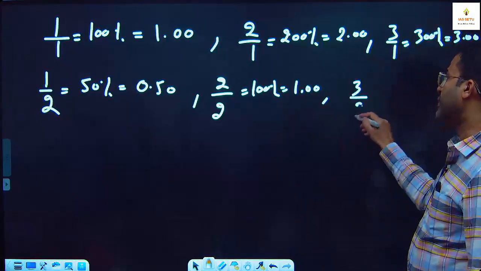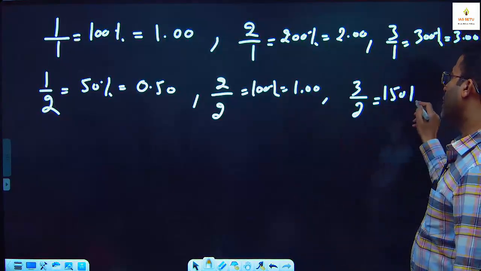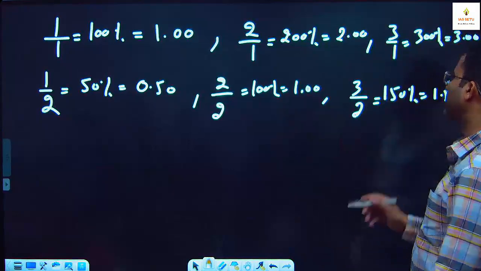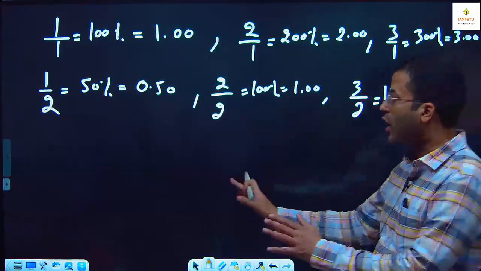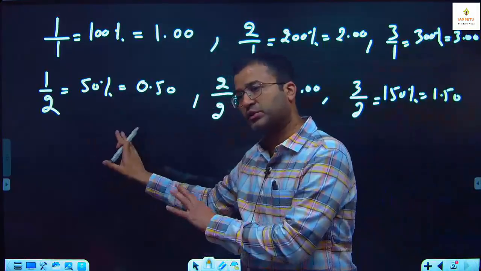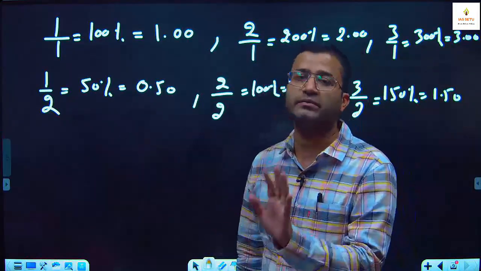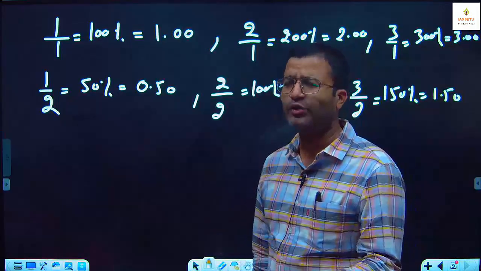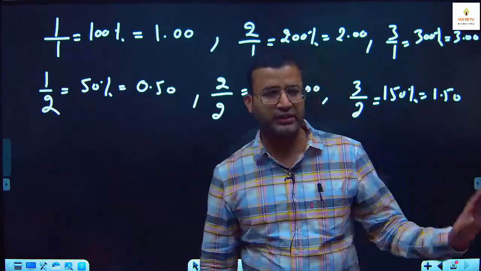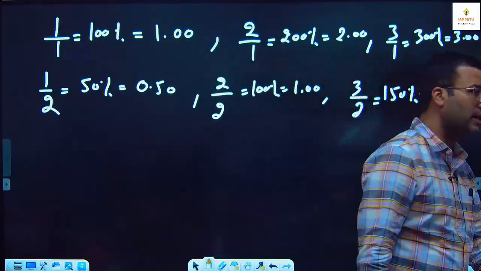Next is 3 by 2. What is 3 by 2? 150%. 1.5. Now I take only fraction and percentage because that will be enough. But the idea is we can use decimal also. But I don't think it is needed; percentage and fraction are okay, we can manage with them.